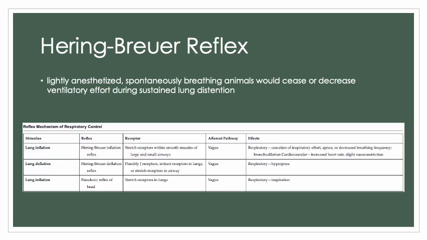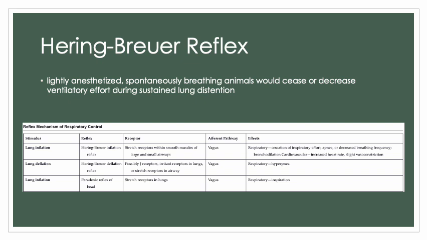Moving on to the Hering-Breuer reflex, this is when a patient is lightly anesthetized, spontaneously breathing animals would cease or decrease ventilatory effort during sustained lung distension. So this is actually a protective mechanism. And this picture here is from Nagelhout. So you can see on the left the stimulus, lung inflation. The reflex is the Hering-Breuer inflation reflex.